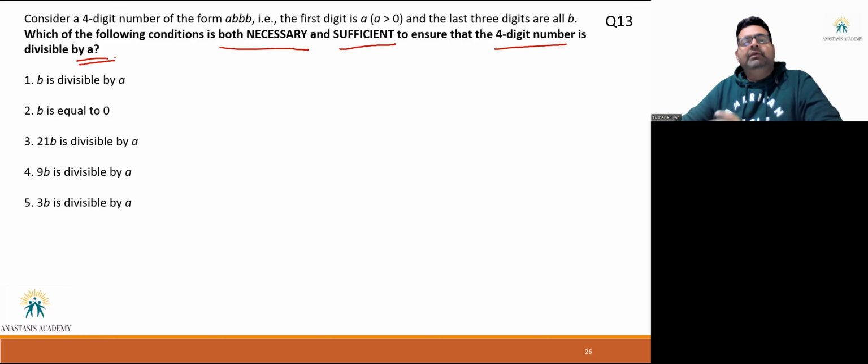मतलब ऐसा होना चाहिए और ऐसा होना काफी है, right? Just to make you understand in an easier way, it should be both necessary and sufficient. It has to be there and it has to be enough, right?